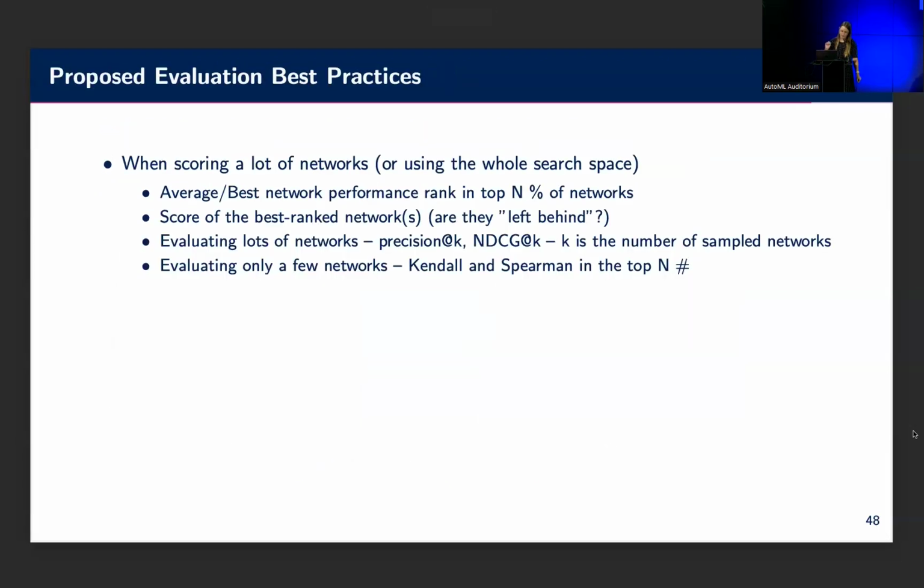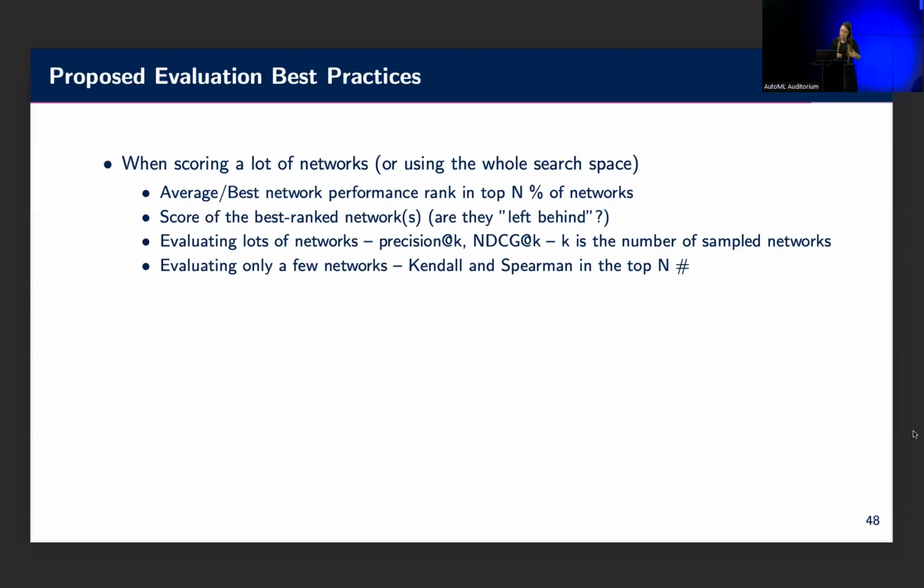So what I think researchers should do when introducing a new proxy, or when you would choose a proxy for a problem, is that when you score a lot of networks, like all of the networks in NAS-Bench-201, you would ideally look at what the best network performance in the top few percent of network scores is. Because if it's low, it means there's also a lot of noise. You didn't really filter out those bad networks. You are maybe also interested in the scores of the networks that were left behind. So did you actually discard the top 100 networks? Because that's not what you want to do.